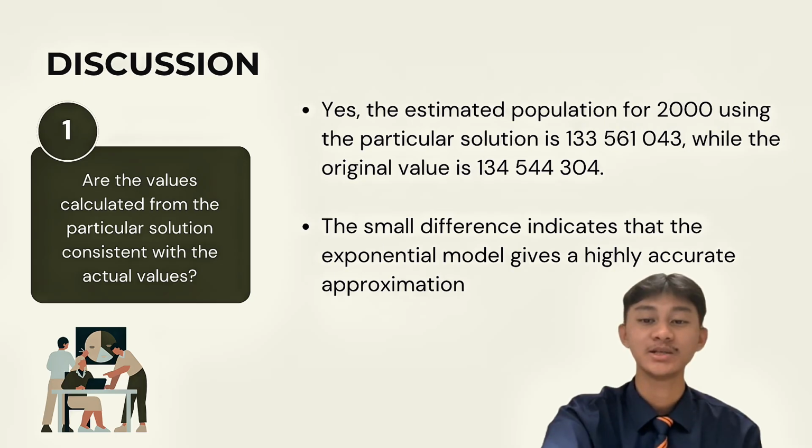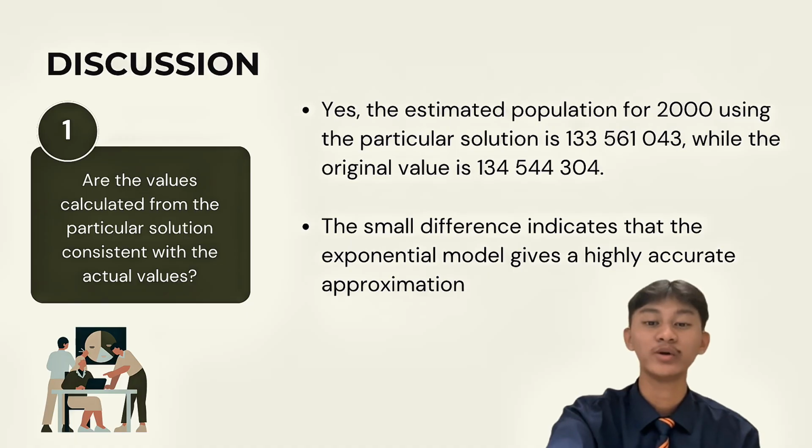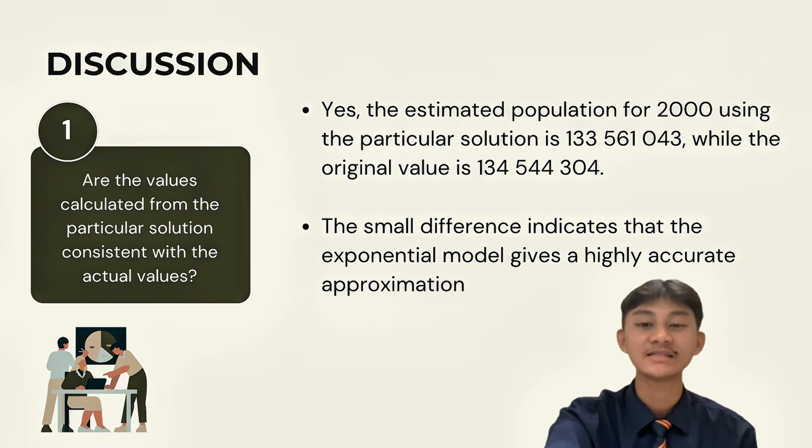To begin our analysis, we compare the result of our particular solution against the actual recorded population data. For the year 2000, our model calculated an estimated population of 133,561,043. The actual value for the year was 134,544,304. When we place these figures side by side, the difference is very small. This alignment proves that our exponential model is consistent with reality, providing us with a highly accurate approximation of how the population was actually trending during that time.